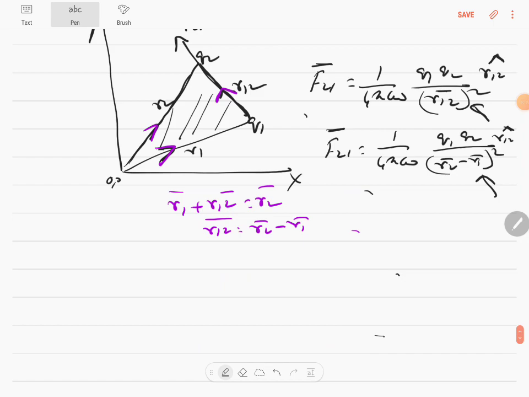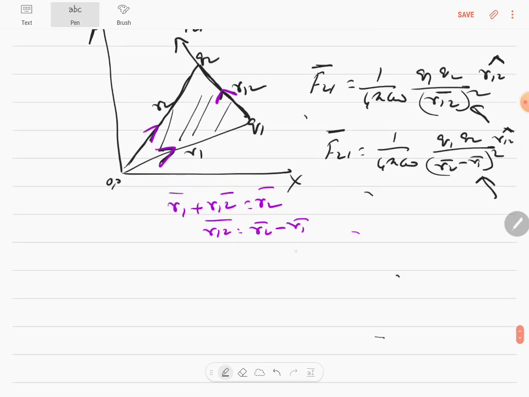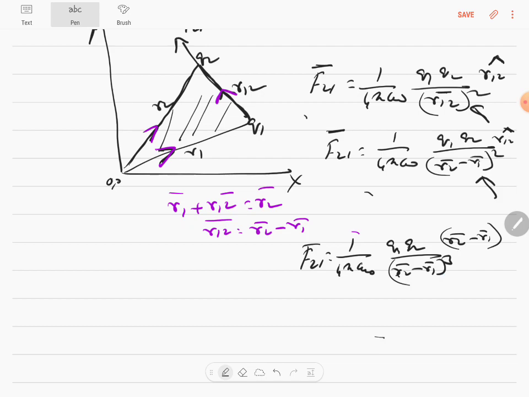Or you can also multiply and divide, in other words, it's 1 by 4 pi epsilon naught into Q1 Q2 by r2 vector minus r1 vector the whole cube into r2 vector minus r1 vector. Multiplying and dividing, then you don't have to write the cap because it will still remain a vector. You can write like this. So this is what it is.